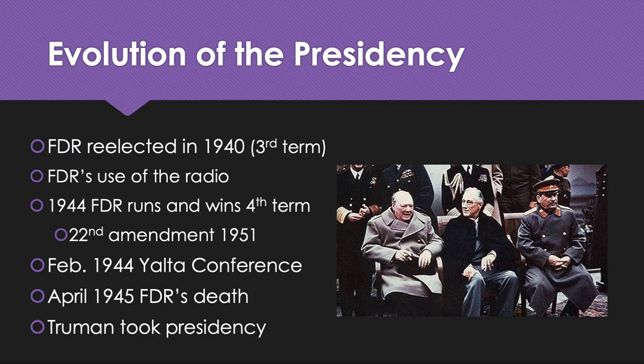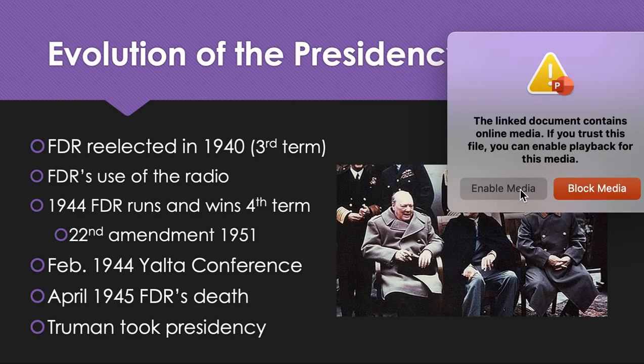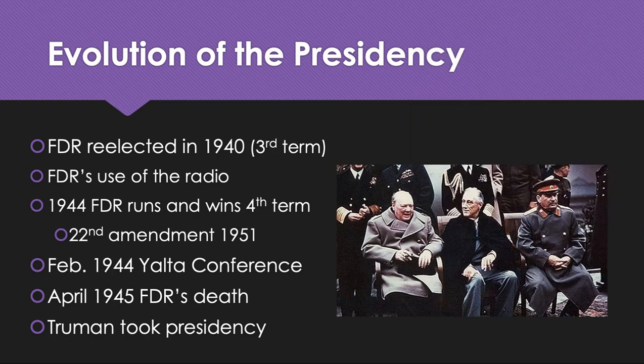FDR is going to use the radio during World War II, much like he used the radio in the Great Depression. He's going to update the people on what is happening throughout the war. Where are we fighting? What has been done? And it's really going to gain the attention of Americans to keep up with. How are we doing? Have we defeated the enemy?